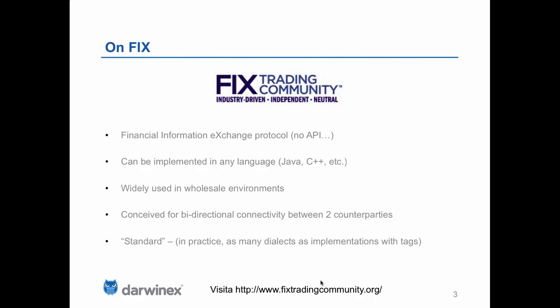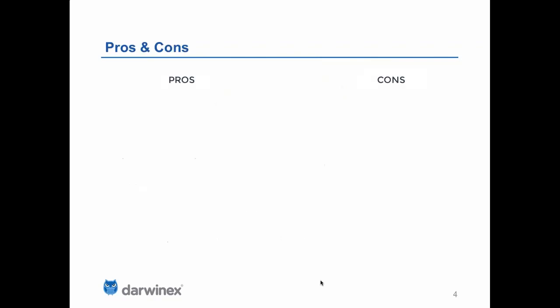Whilst in theory it is supposed to be a standard, provided you are on the current version, which I think is currently 4.4, you should in theory be up to scratch to communicate with anyone. But in practice, because it allows for custom tags, there are as many dialects as there are tag implementations. This is not to say it is hard to implement, but you can't really assume that having integrated via FIX with counterparty A is going to let you integrate with any number of other counterparties without additional effort, because you will have some additional effort, as we'll show in a second.